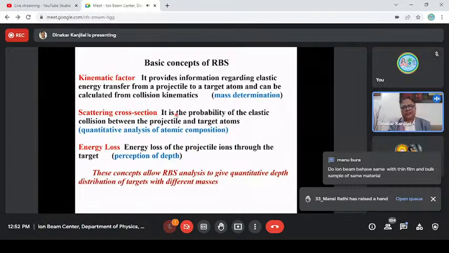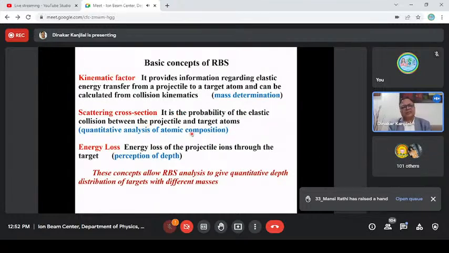Different atoms have different scattering cross-sections. From there you can calculate the actual quantity of the material, that is, how much of a particular atom is there. And mass determination comes from the kinematic factor: what is the mass of the atom which actually causes the backscattering?